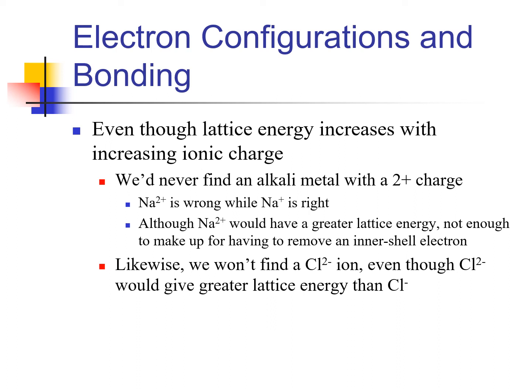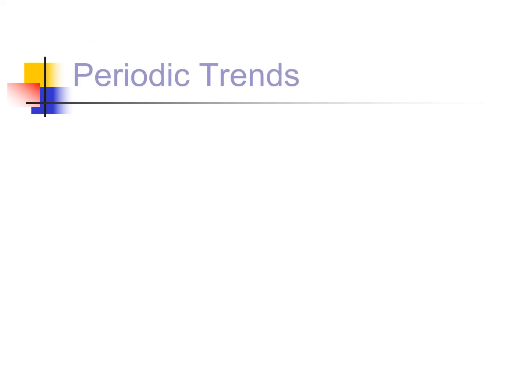Likewise, you'll never find a Cl2- ion, even though sodium chloride with the chloride having a 2 negative charge would give a greater lattice energy. Once chlorine has gained 1 electron to form chloride, the electron affinity is just terrible. You have to put so much energy into it to make that happen. It's just not going to.